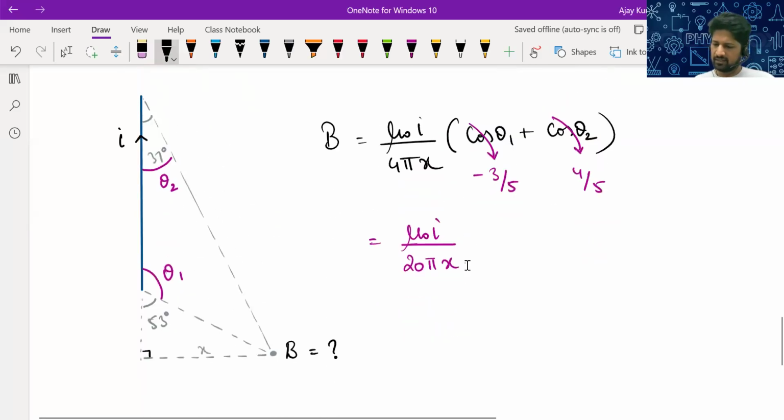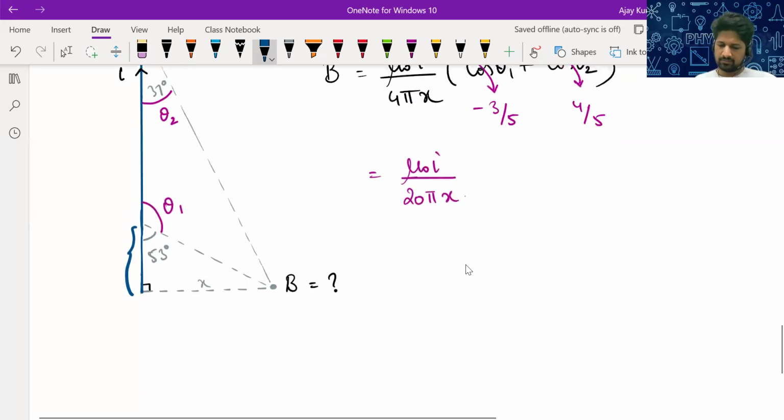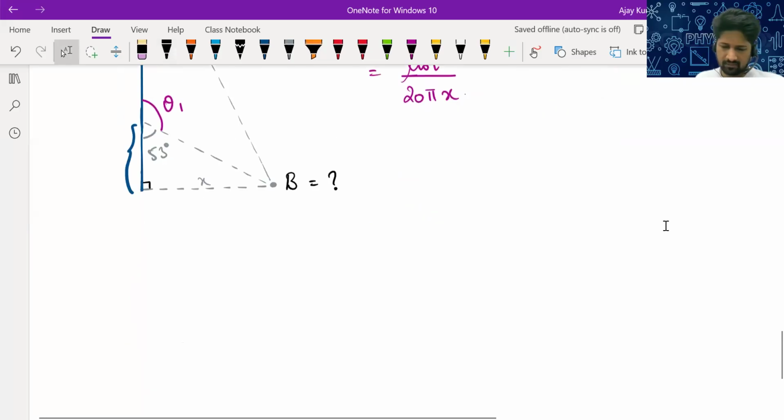So why is some field getting subtracted here? Why is there a minus sign? Because this part of the wire is missing. This part. Fine.